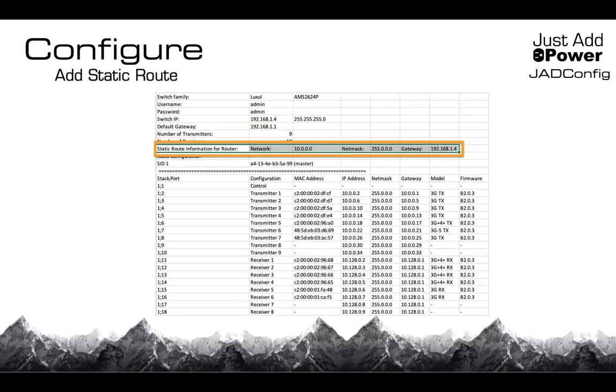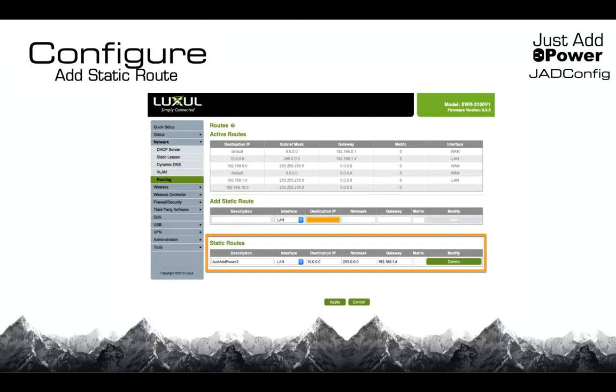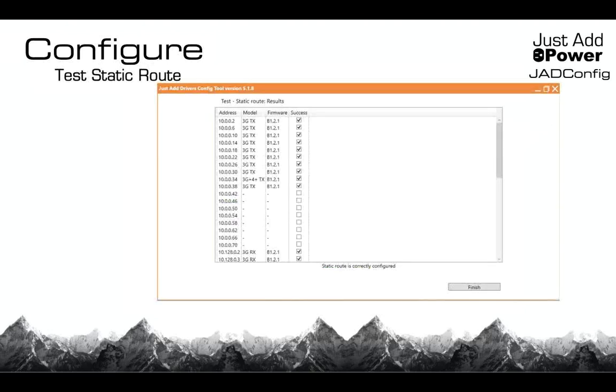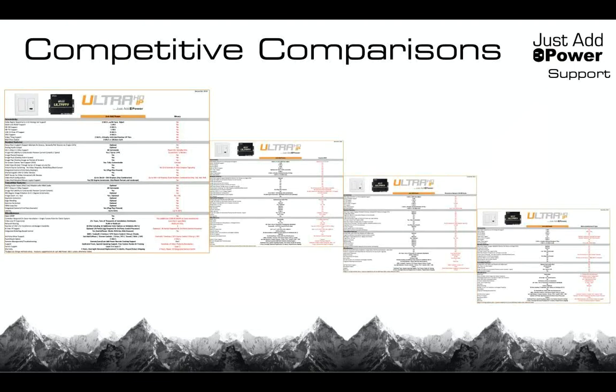We give you the exact values here. So copy them, paste them, name it whatever you want to name it, and you're done. And that's the way the control system can see our devices. We can also test that static route, if you need to do that, right in our software. That's a new feature we added fairly recently. And that's it. That's the extent of our software.